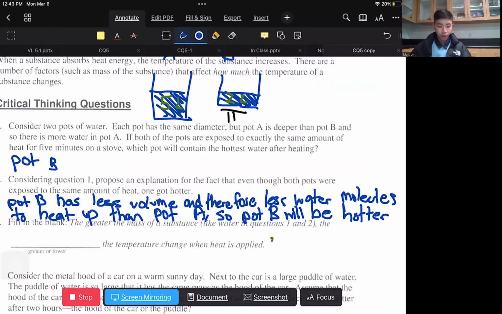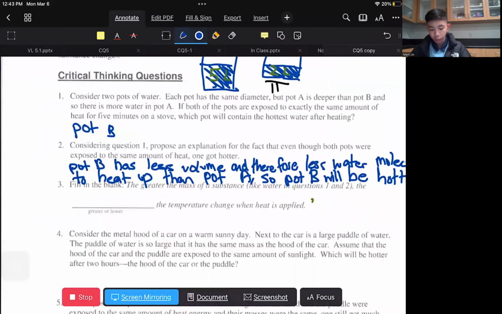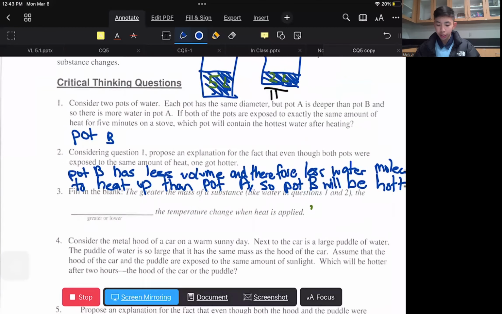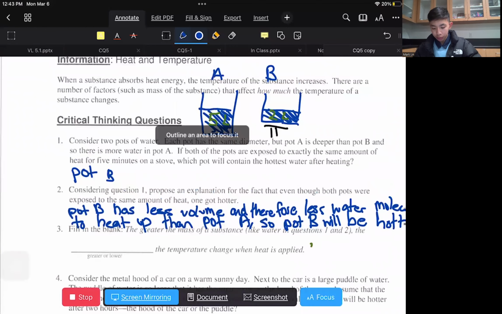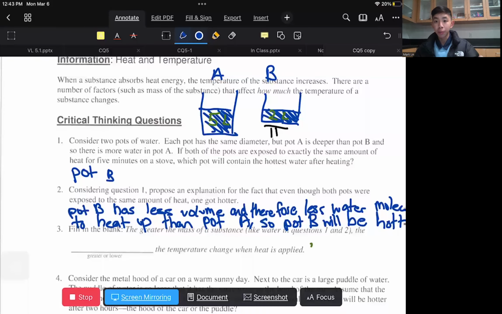Okay, fill in the blank. The greater the mass of a substance, like the water in questions 1 and 2, the blank the temperature change when heat is applied. So the greater the mass of a substance: looking back at this drawing, which one has the greater mass? It's pot A. Pot A has the greater amount of substance because there's more volume in it.